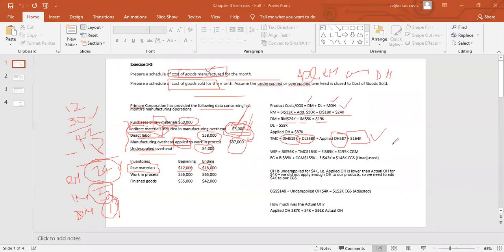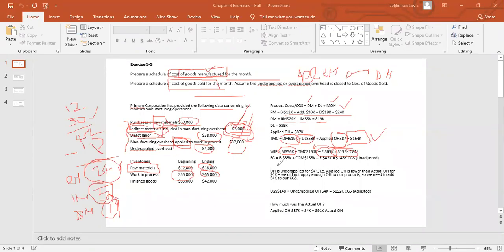This is the cost that we added to our work in process in this period. If we added this, we have to go through the same procedure, that equation with work in process. We have beginning of 56, and then we added these 164 in this period. Then we end up with ending inventory of 65, minus. So that's 155 cost of goods manufactured. This is how much the units that we completed cost us, 155.